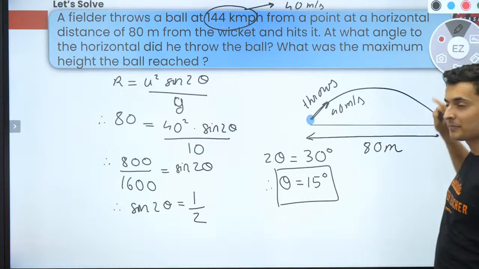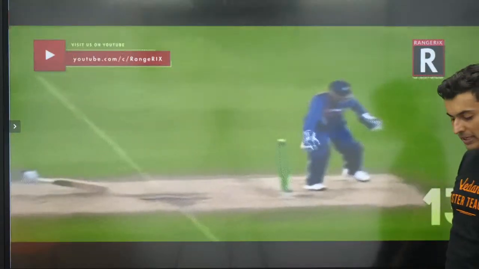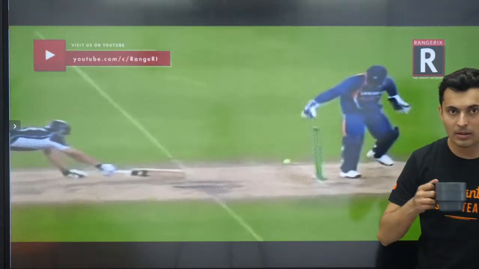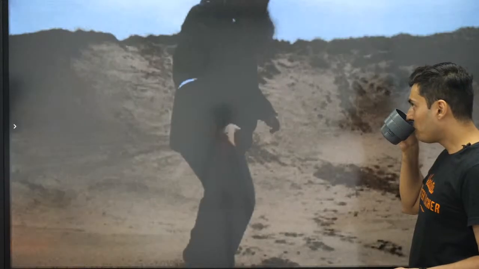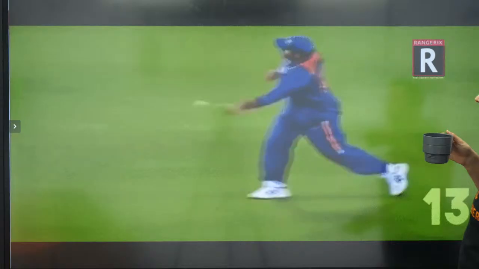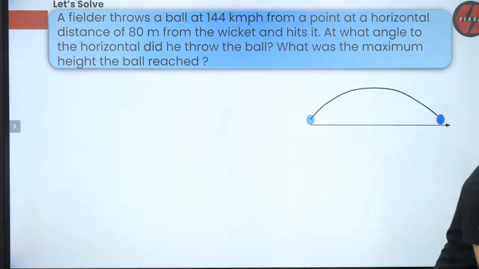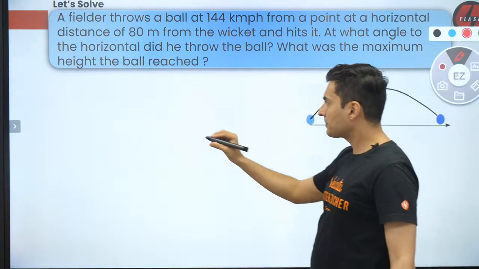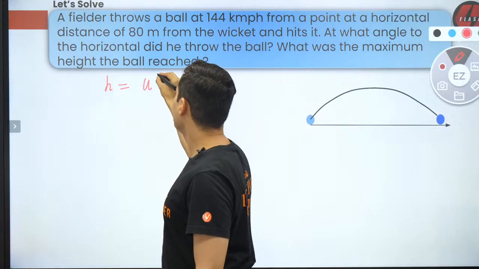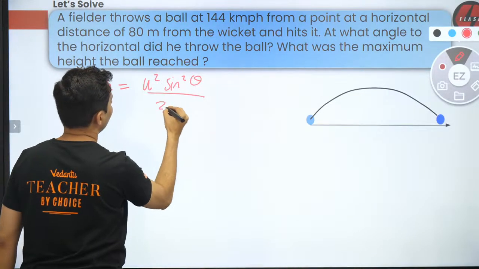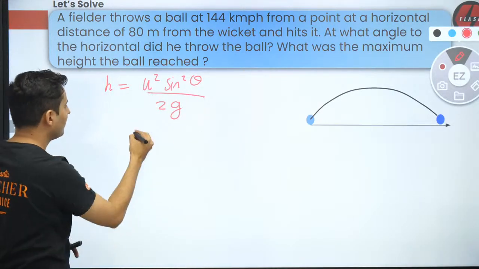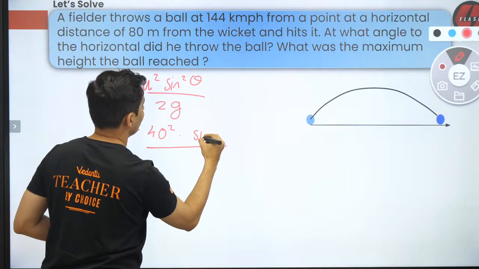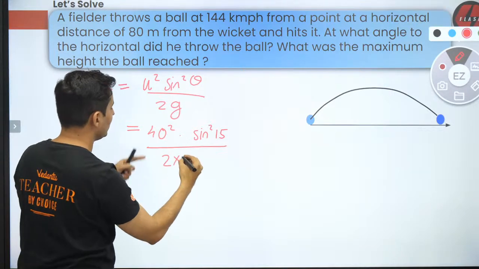If you understood this. So he has thrown the ball at 15 degrees. Okay. And I think one more question was there in that. Oh yes. What is the maximum height? How will you find maximum height? Yes. Maximum height was u square sine square theta by 2g. Use this. U will be, well, I just told you u was 40. Sine square of 15, 2 into g. g is 10.